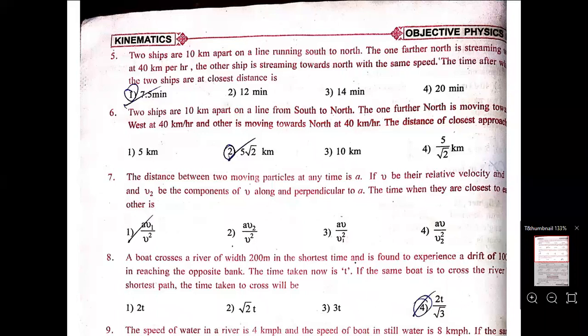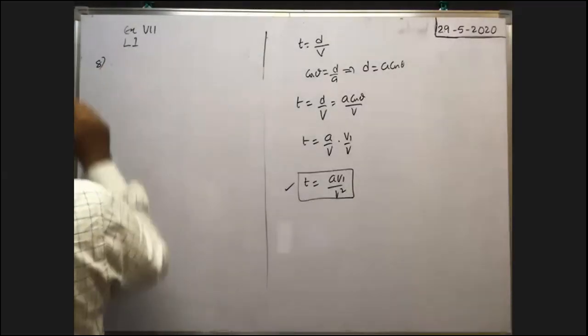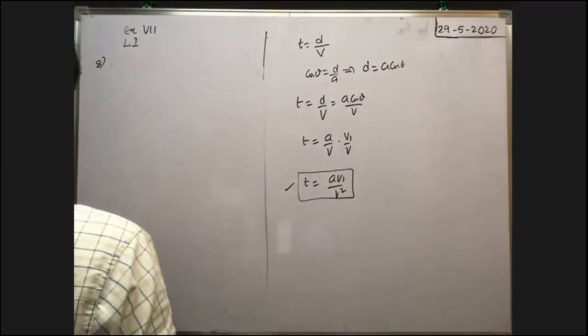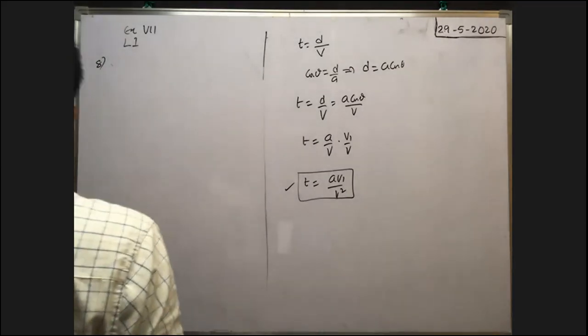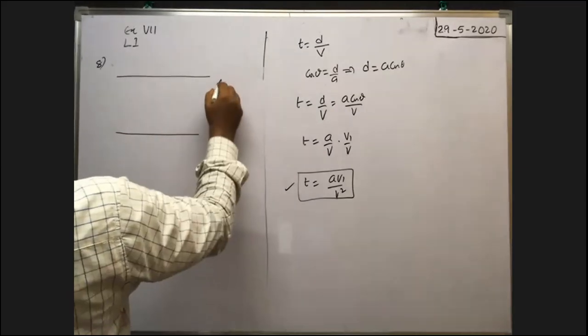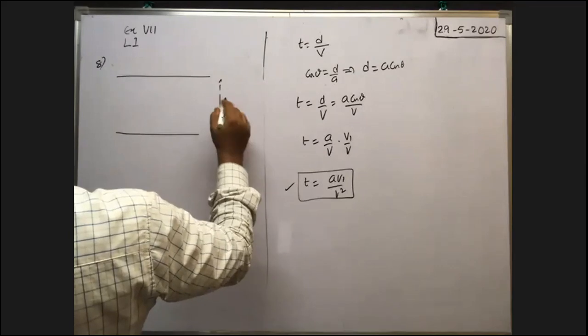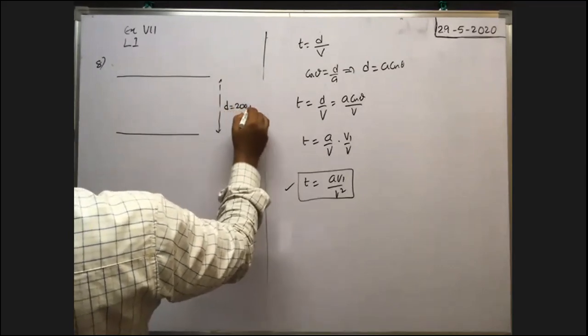Okay, so have you seen the question? Now look at the board. A boat crosses the river of width 200 meter in the shortest time. To cross the river, suppose the width of the river is d. Width of the river is given, that is equal to 200 meter.